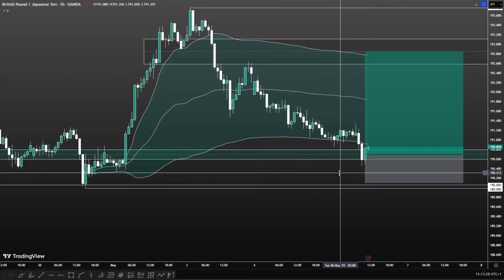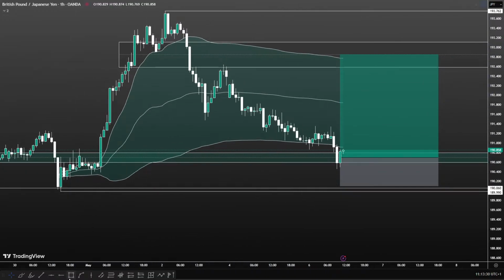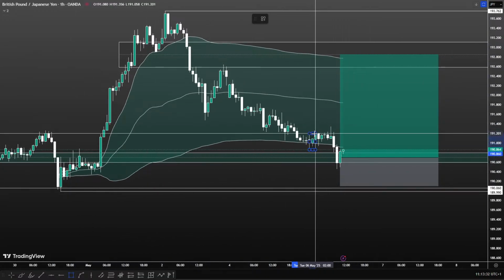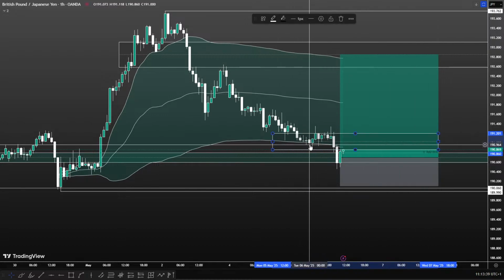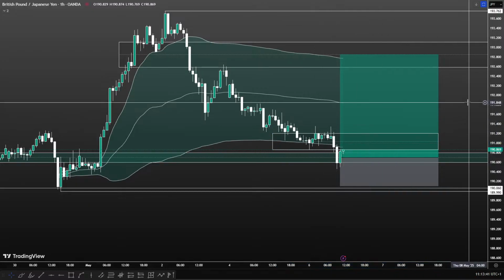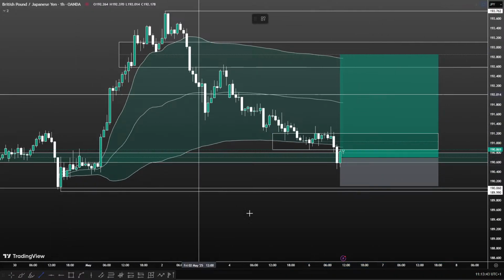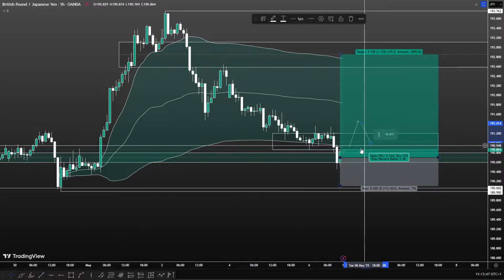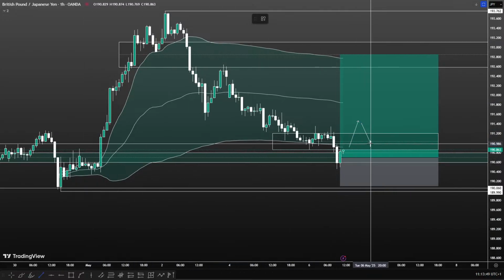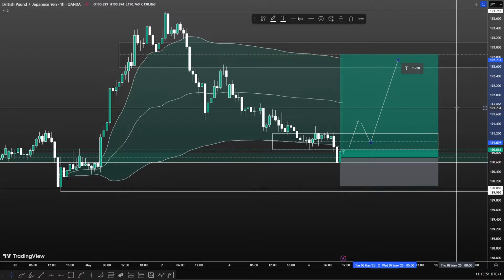For this trade to be truly valid, what I would like to see is this zone here that we really contended with for most of the Asian session being flipped. So if we could see something like getting above here, retesting and holding on to this zone, then we should be able to see a sharp move to the upside.